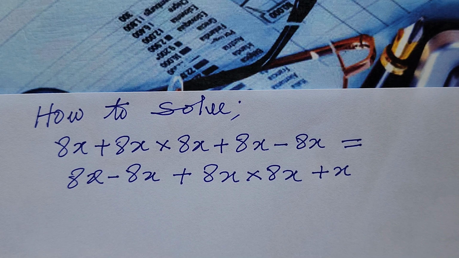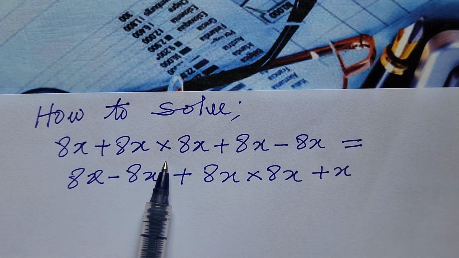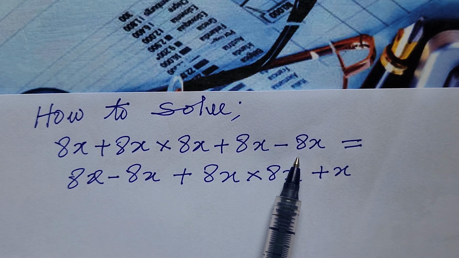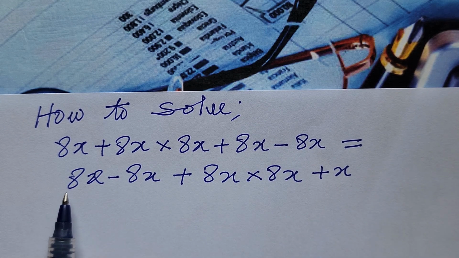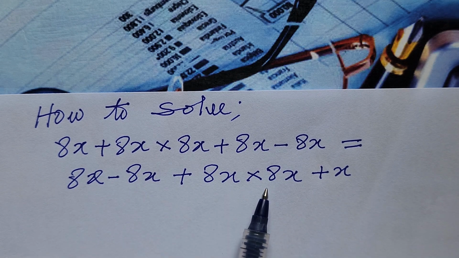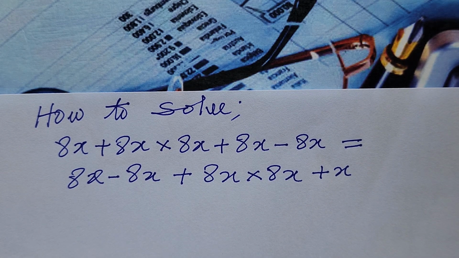Here it's a very simple one, but if you don't know what to do at the right time, you miss it out. Okay, the question is how to solve 8x plus 8x times 8x plus 8x minus 8x equal to 8x minus 8x plus 8x times 8x plus x. What is the value of x in this challenge?